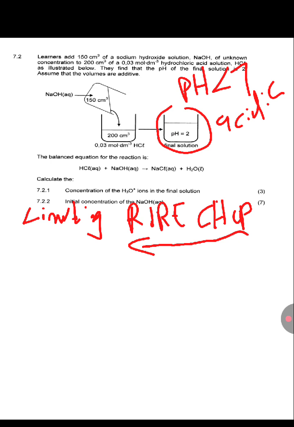Because this excess reactant here was the acid. So we already know that the acid was in excess, and the base was a what? A limiting reagent. So already we know this part. We are done with it. Right? But we're given the pH and all the stuff. But let's look at the question.